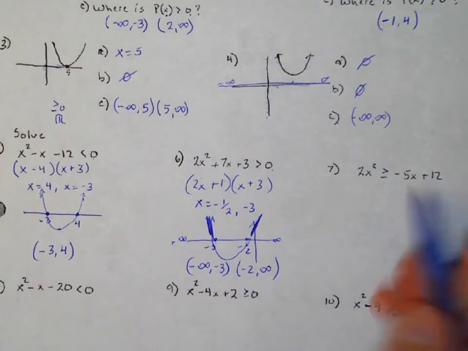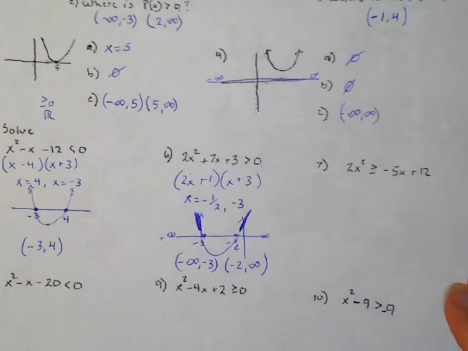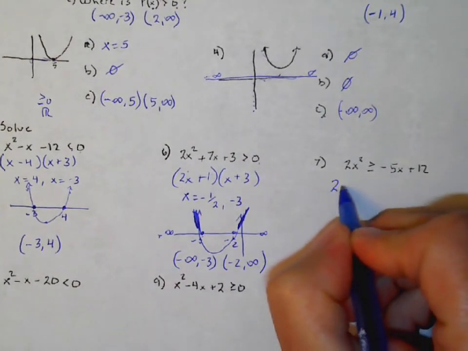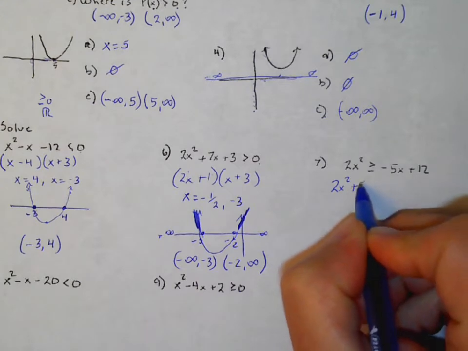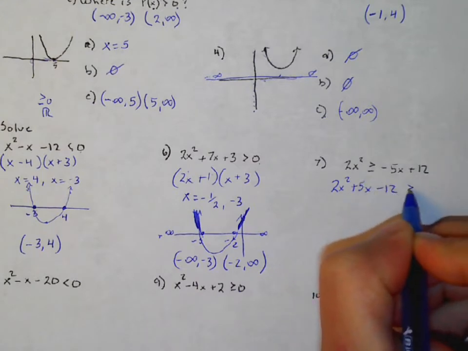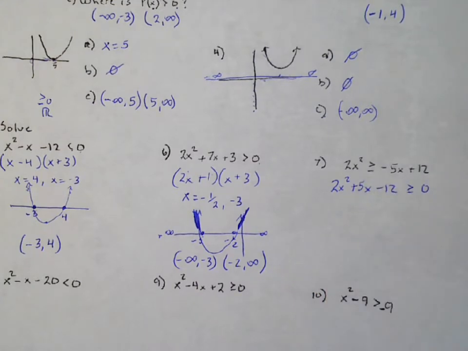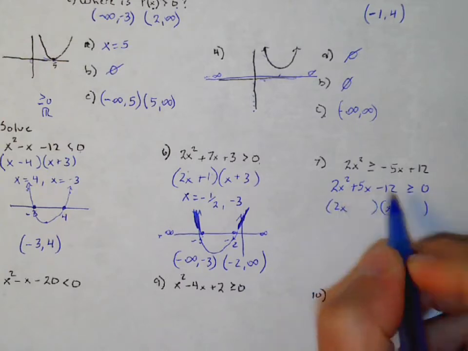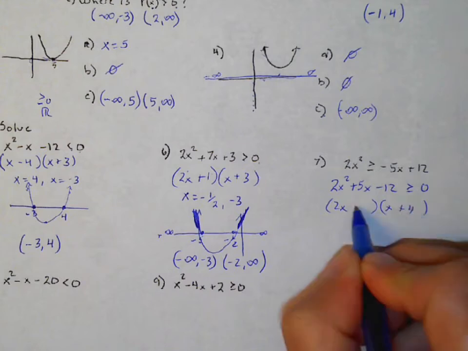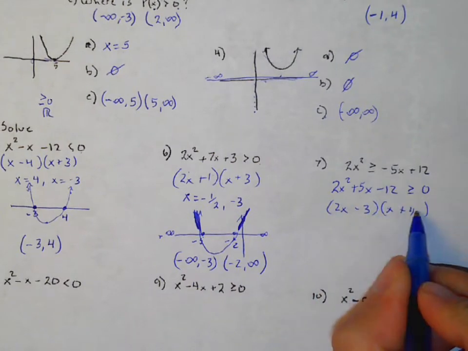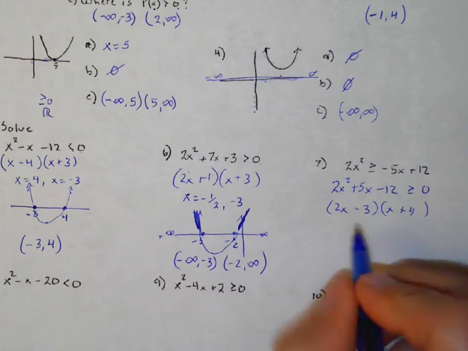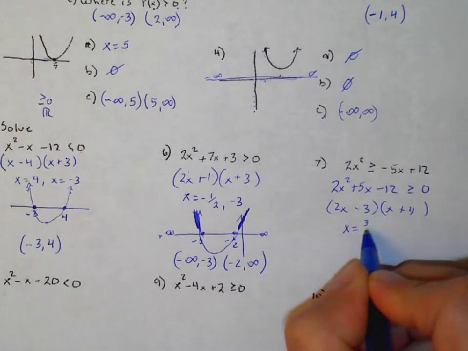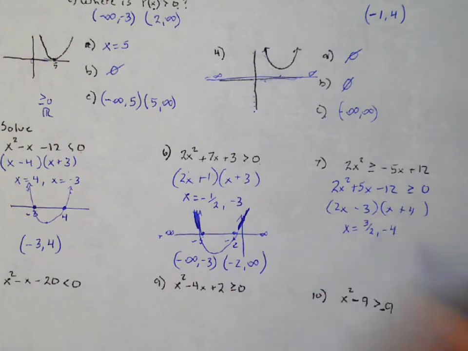Okay. This one here, we want to get it equal to 0 first before we start. So 2x squared plus 5x minus 12 greater than or equal to 0. Okay, if we factor 2x and x, plus 4 minus 3 would be 8 minus 3 is 5. Set them equal to 0, you get 3/2 and negative 4.